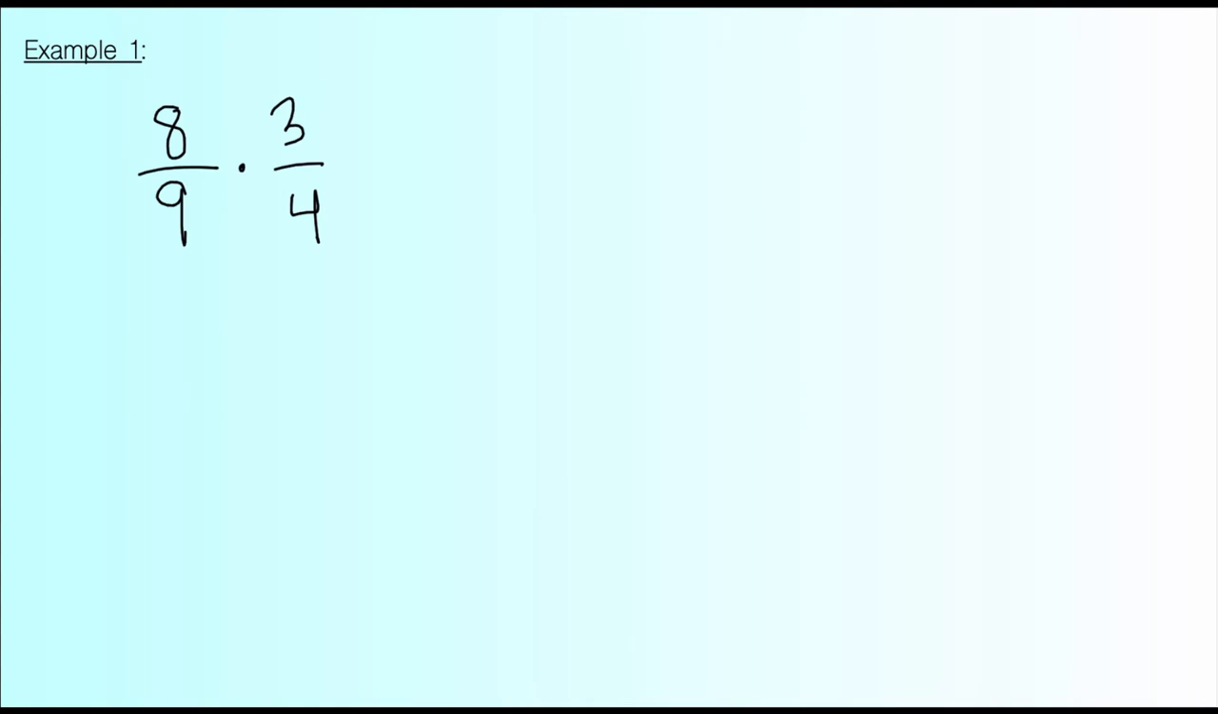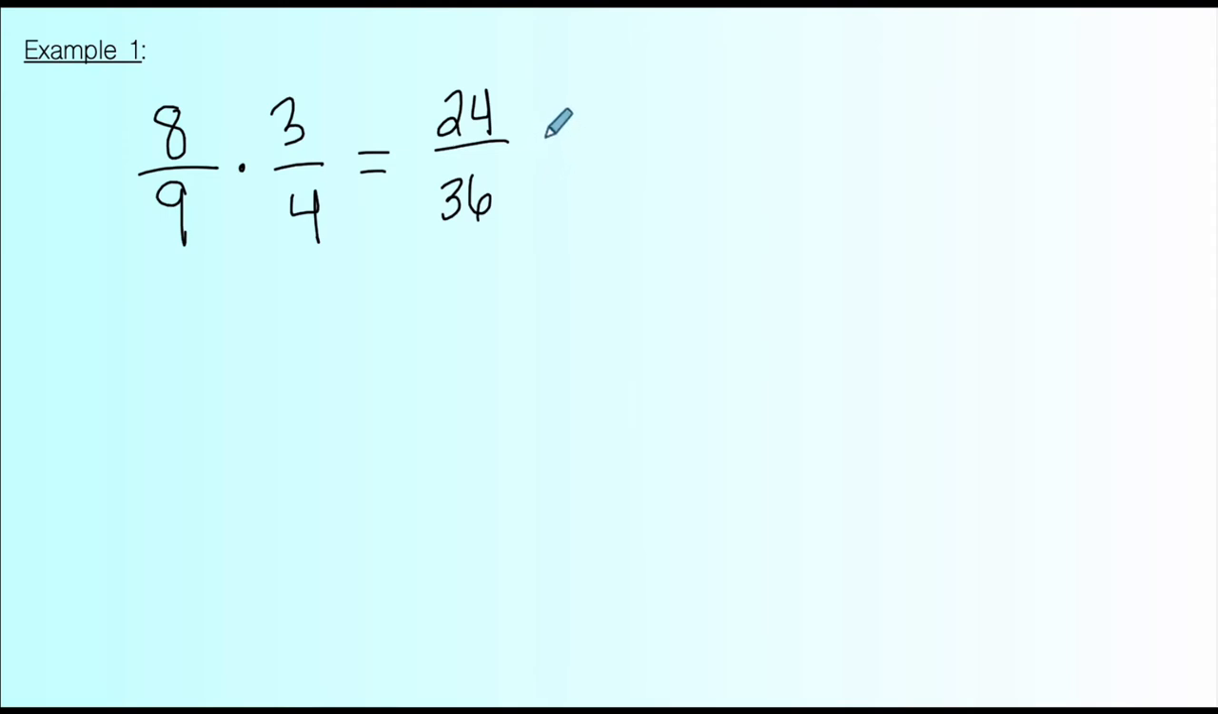Example one, we've got 8/9 times 3/4. So here it's nice and easy. I don't have any mixed numbers. They're all proper fractions. We're good to go. So as I had just said, it's just the top times the top. So 8 times 3 is 24 over 9 times 4, which is 36.